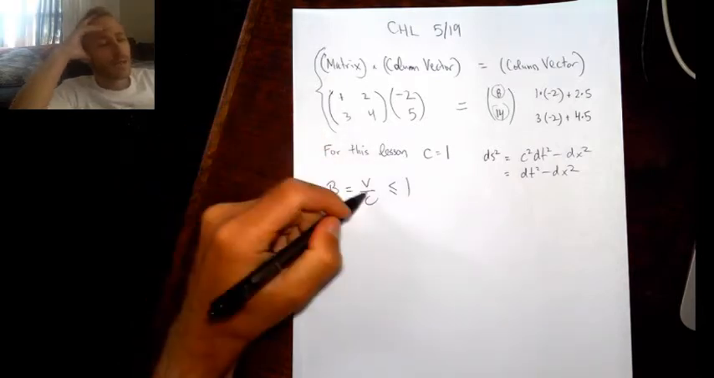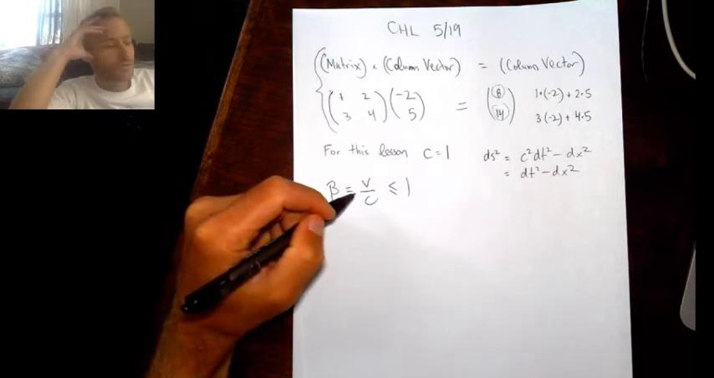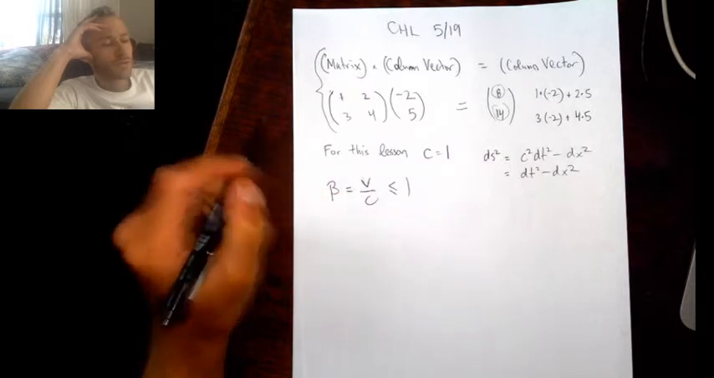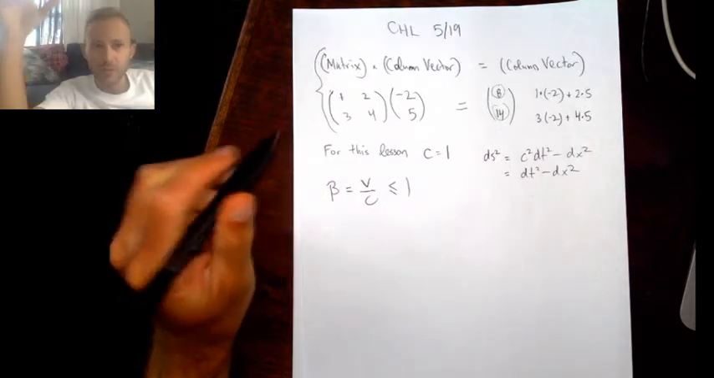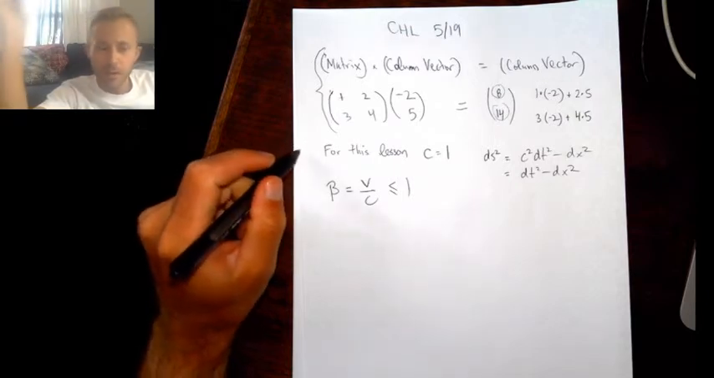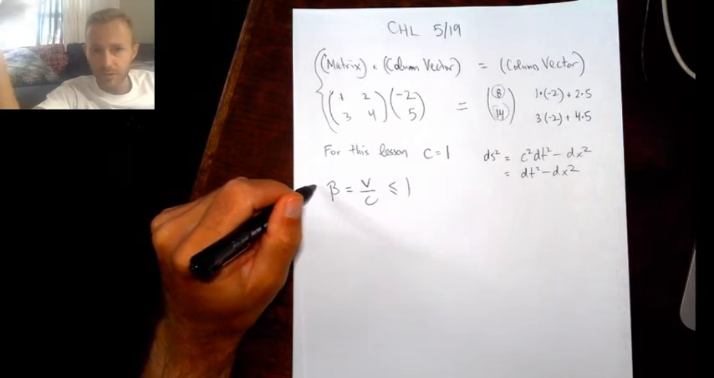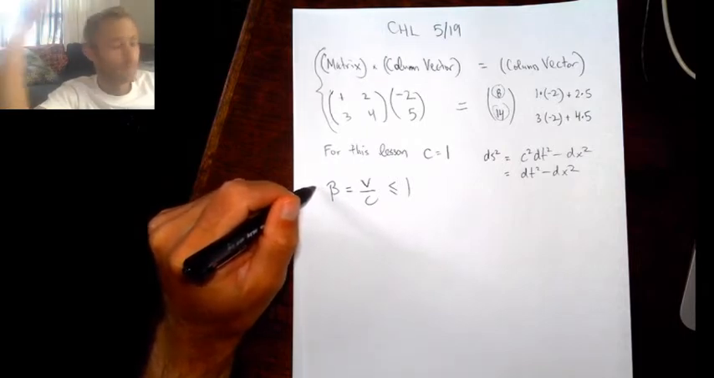All right. So beta is the relativistic beta. Basically, it's your percentage of the speed of light. So if I say beta is 0.9, that means that you're going 90% the speed of light. If I say beta is 0.75, you're going 75% the speed of light.